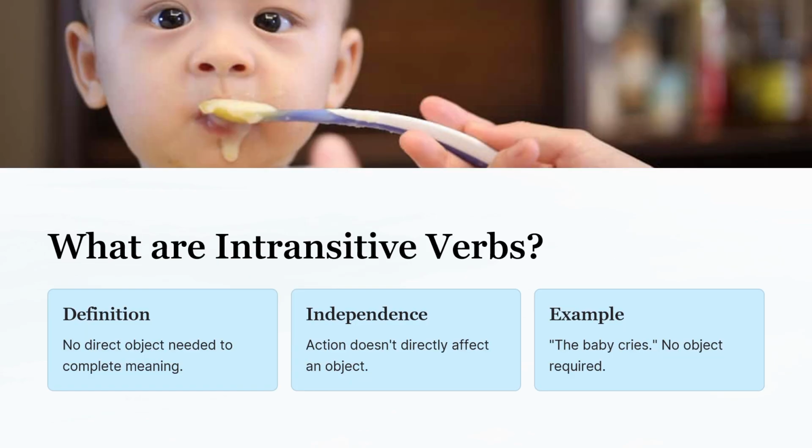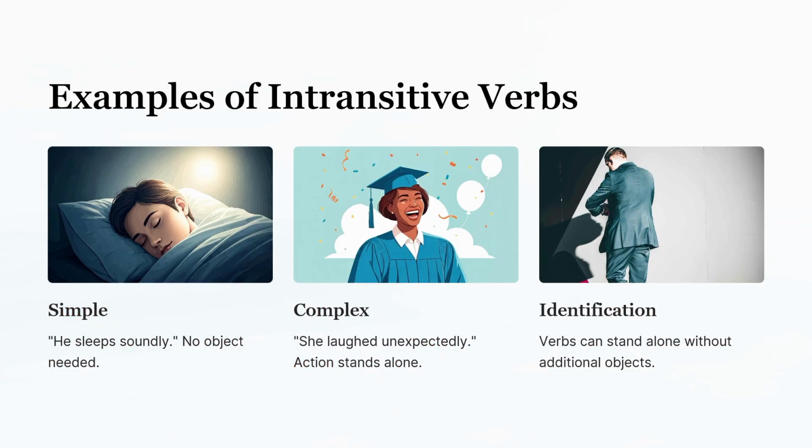So now let's turn our attention to intransitive verbs. Unlike transitive verbs, intransitive verbs do not need a direct object to complete their meaning. They are complete on their own and do not transfer action to an object. So for example, in the sentence, the baby cries, cries is intransitive because there's no object receiving the action. The action remains contained within the subject. Now, intransitive verbs are common and can function independently, making them especially useful in sentences that emphasize an action or state without an object.